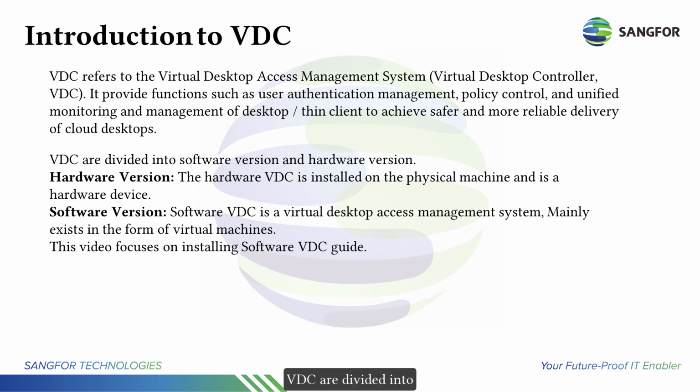VDC is divided into software version and hardware version. For hardware version, the hardware VDC is installed on the physical machine and is a hardware device. For software version, software VDC is a virtual desktop access management system, mainly existing in the form of virtual machines. This video focuses on the software VDC installation guide.